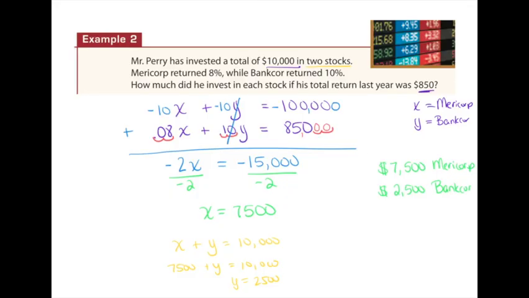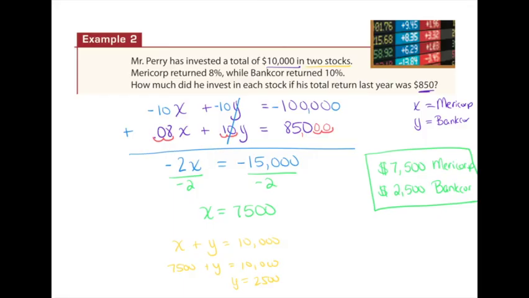So this is what your answer would look like here. You need to tell me which one is which, because this does matter. It does not matter, by the way, how you set your variables up. You could have said that X was Bank Corps and Y was AmeriCorps, but the 8% had to go with the AmeriCorps, the 10% had to go with the Bank Corps.